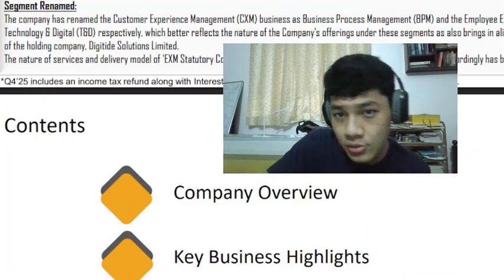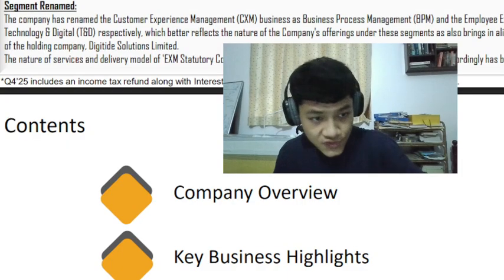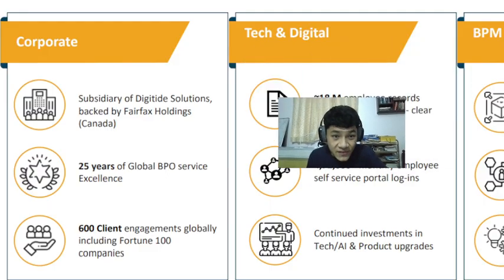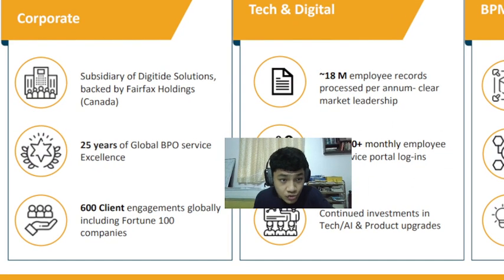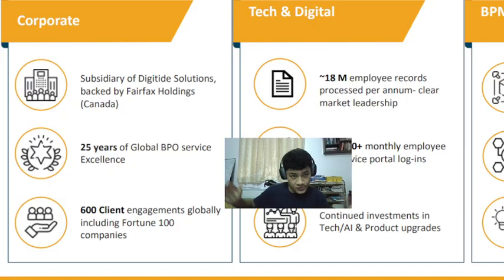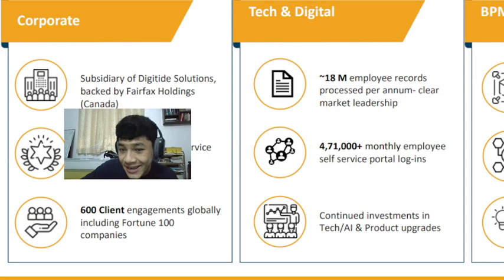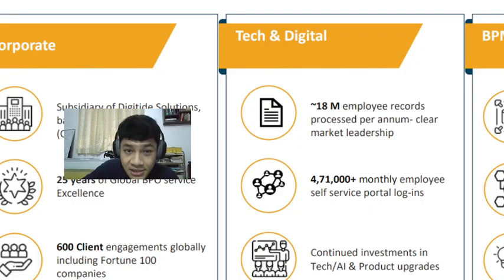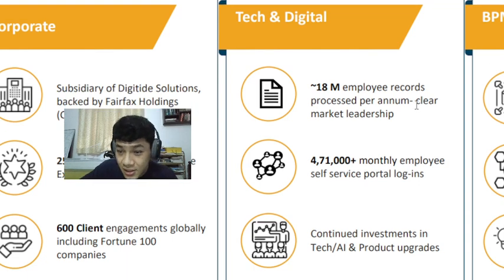So now let's take a look at what the company actually does. First, 25 years of global business process outsourcing services. 25 years, 600 clients, including many Fortune 100 companies. So 600 plus clients. Now, tech and digital. This used to be the employee experience management. 18 million employee records processed per annum. They have stated clear market leadership, at least in this employee experience management thing they do.